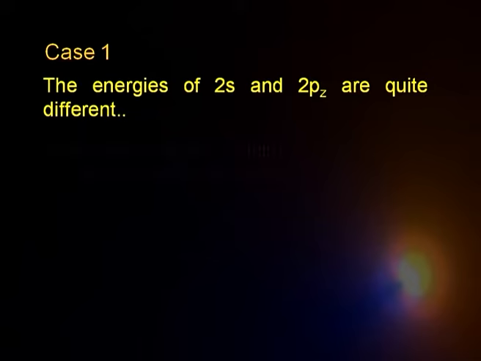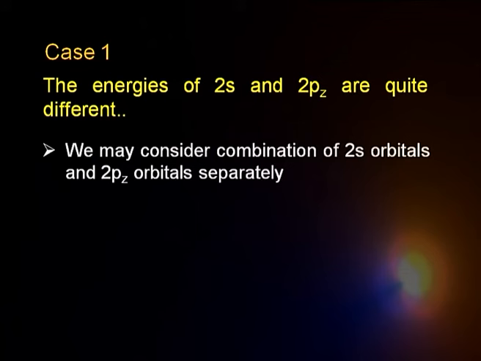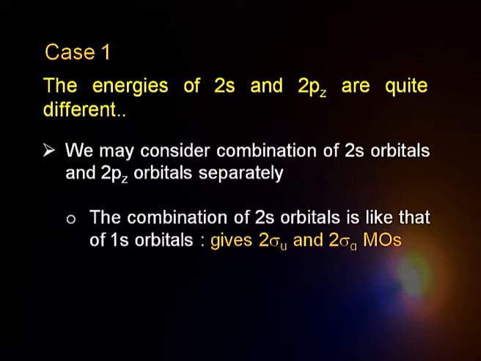If that be so, in such cases we can consider that the 2s orbitals combine among themselves and 2pz orbitals combine amongst themselves, because the energies are so different that they do not merge with one another. There is no mixing of 2s and 2pz. So, in such a case we can say that the combination of 2s orbitals is like that of the 1s orbitals. It will give me 2 molecular orbitals, one will be 2 sigma u and the other will be 2 sigma g. We had 1 sigma u and 1 sigma g earlier when we combined 1s orbitals of 2 hydrogen atoms.